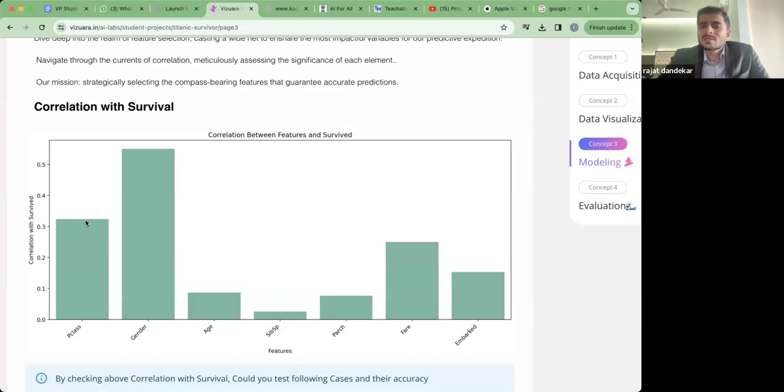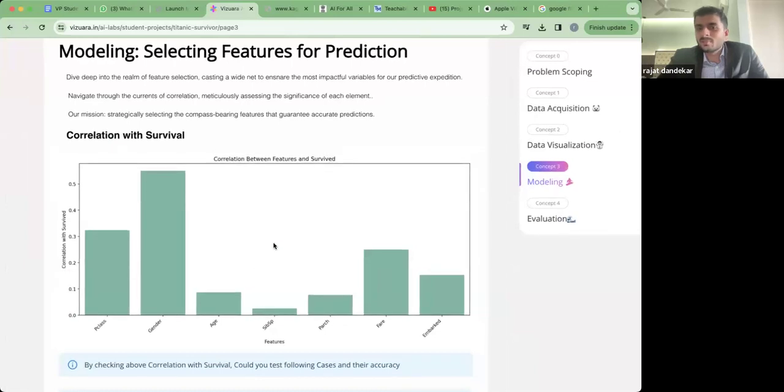So correlation gives us a sense of which data attributes are important and which are not important. And these attributes which are important, which have the maximum correlation, will be the features of our model.